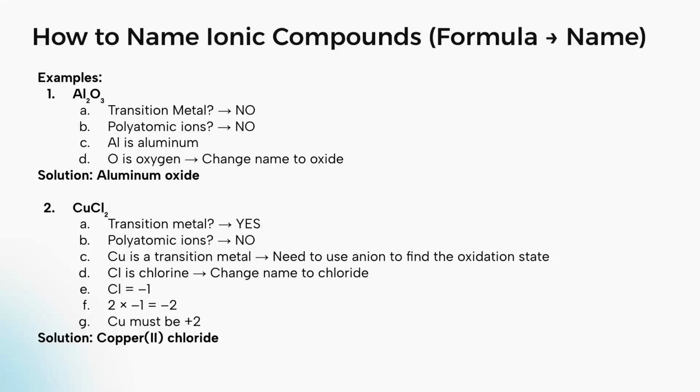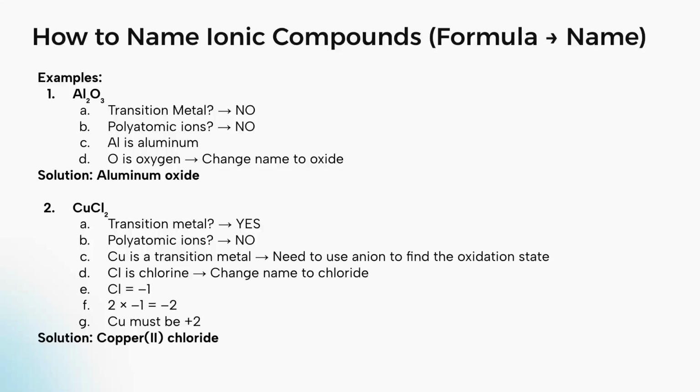So for example, we have Al2O3. We first identify if there's a transition metal. Is there? No. Is there a polyatomic ion? No. So for the cation, we just state its name, so it's aluminum. For the anion, we change the ending to IDE, so oxygen to oxide, and we combine it: aluminum oxide.